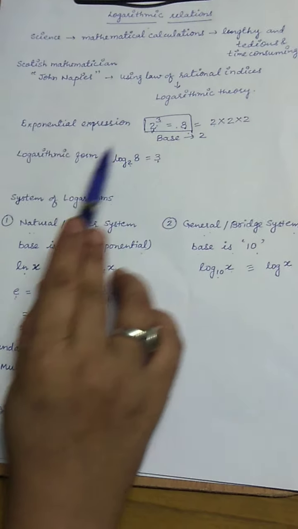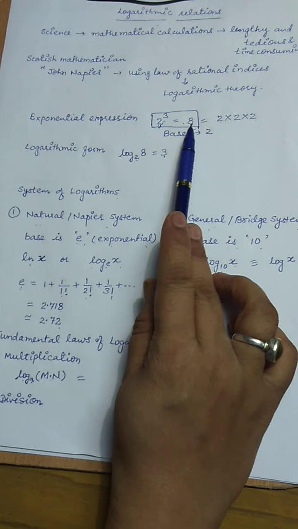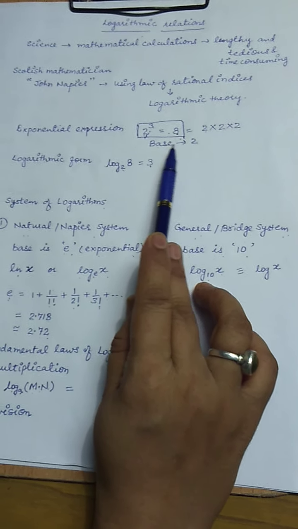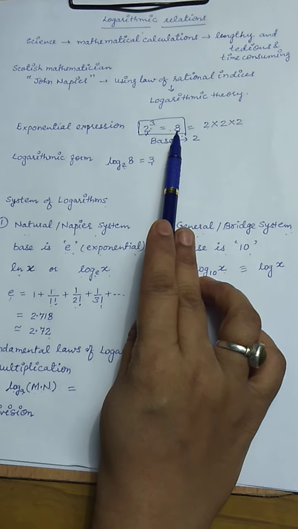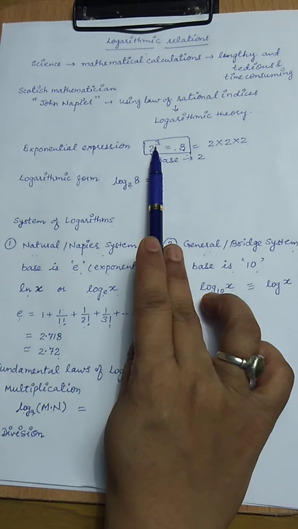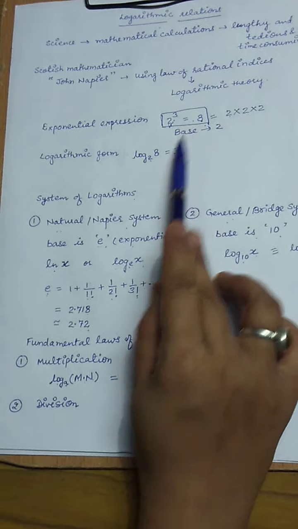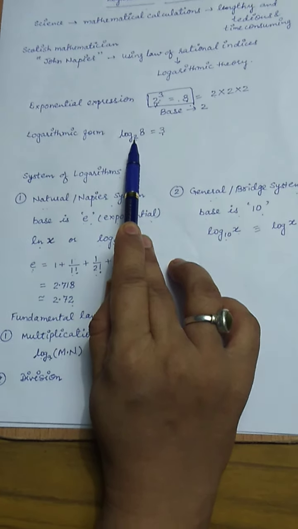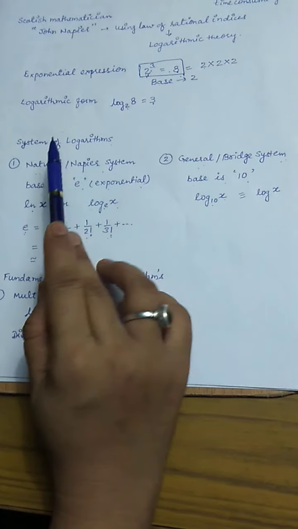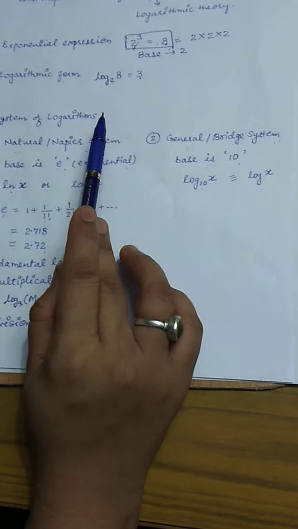In the form of a logarithm, we can write this as log of 8 to the base 2. Log of 8 to the base 2 equals 3. Okay. Now, systems of logarithms.